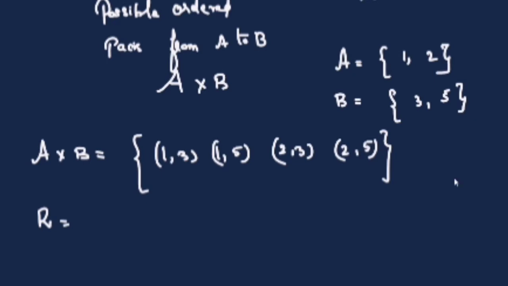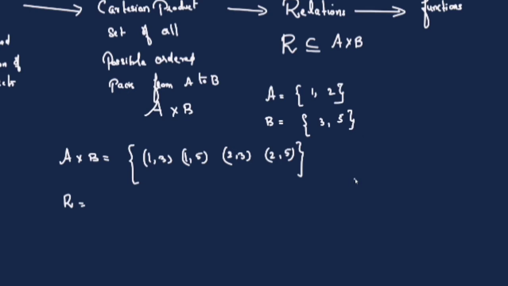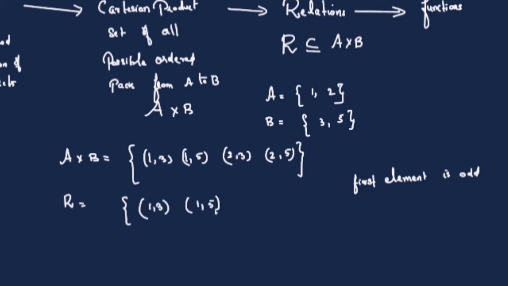So the relation is: the first element is odd. It is from A cross B. The first element is odd. Will you write all the elements now? First element is odd. That means what will you write? You will write (1, 3) and (1, 5). Isn't it? That's all you will write. You cannot write (2, 3) because I have defined the relation as the first element is odd.